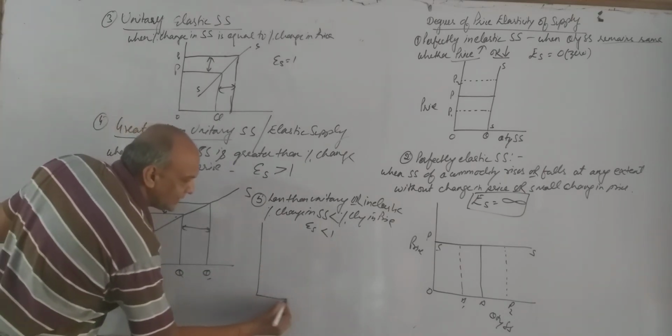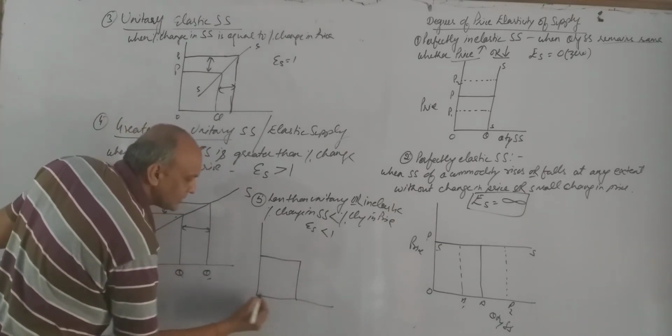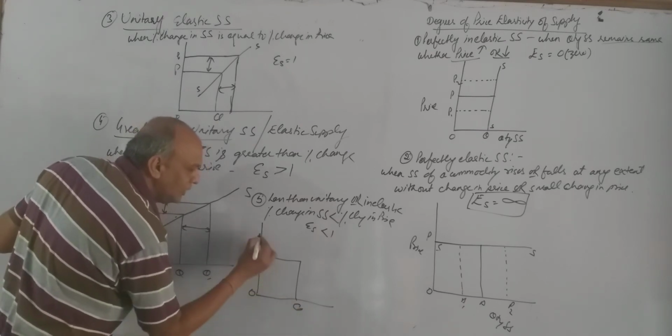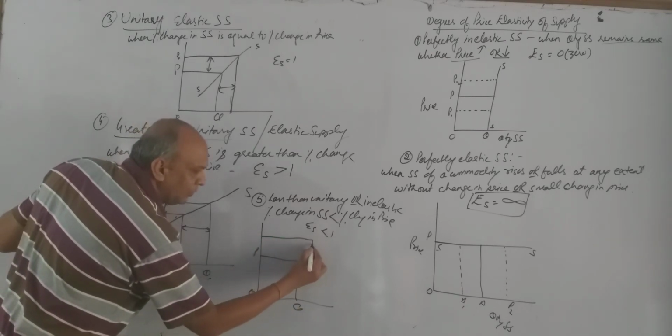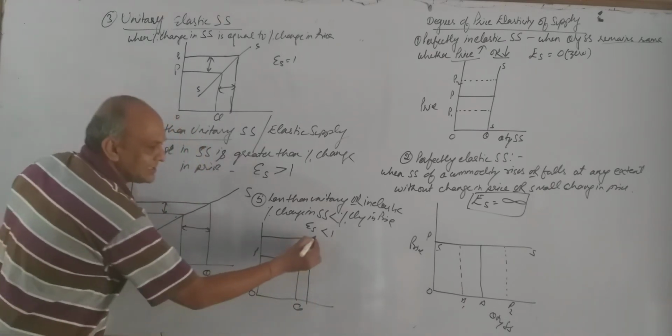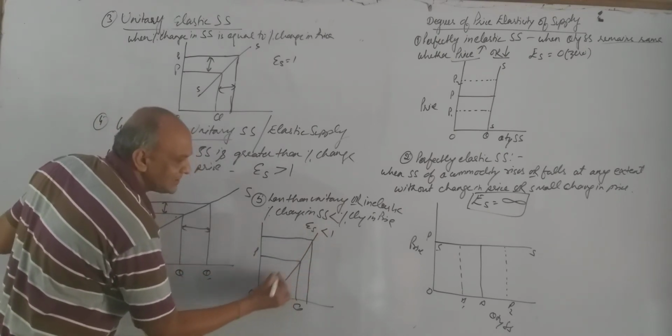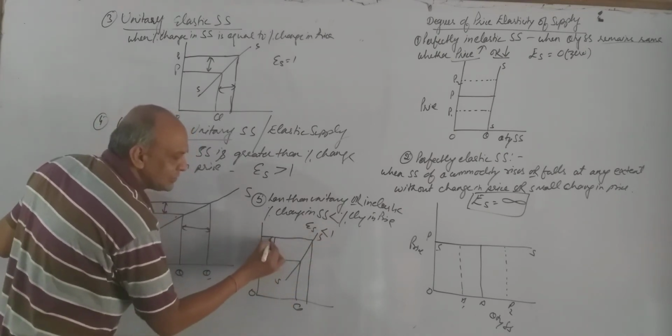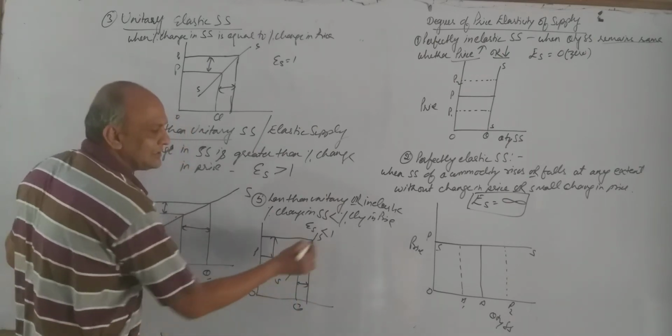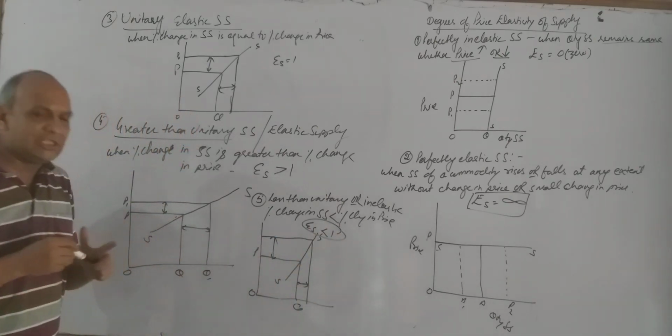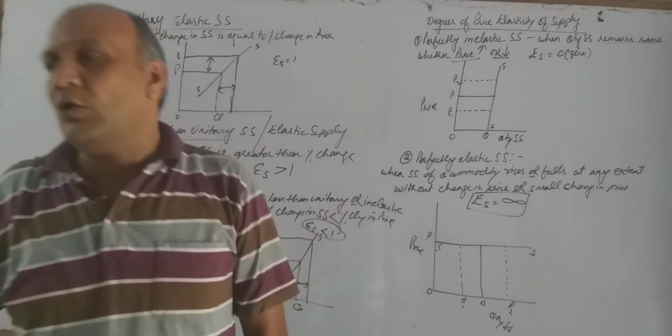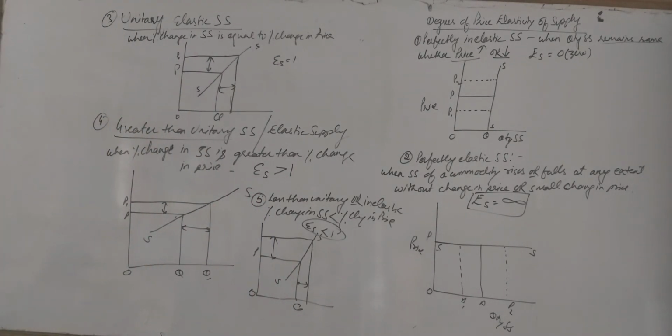Let us draw it with the help of a diagram again, dears. This is original OP, OQ. Now here change in price will be more, but change in supply will be less. SS. You can check over here. Change in price is more and change in supply is less. So it will be less than 1. So these are different degrees of price elasticity of supply.